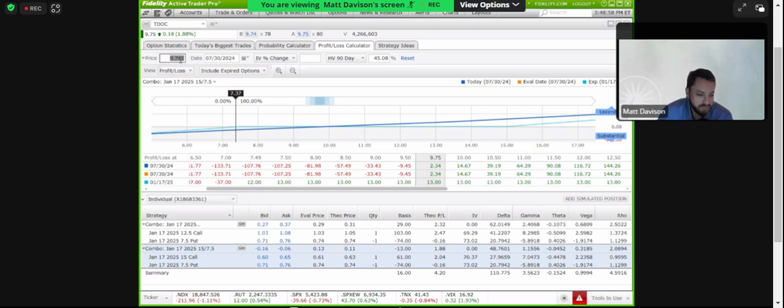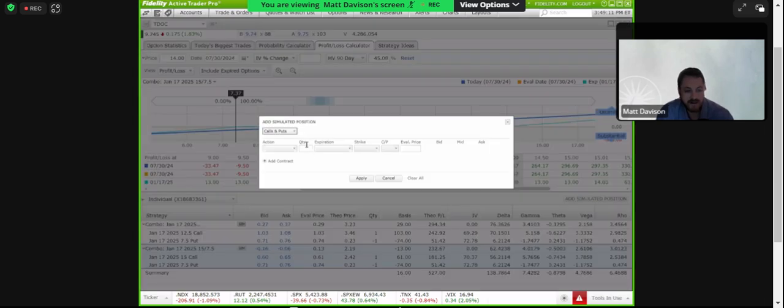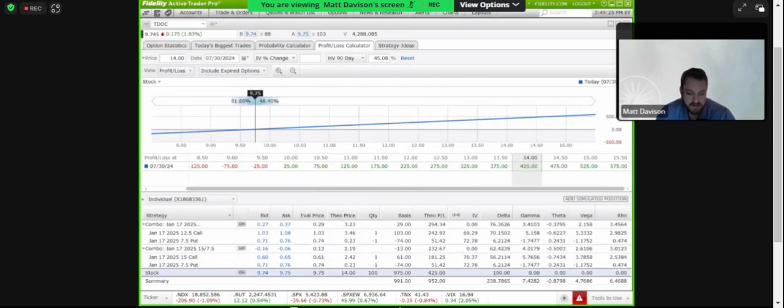The problem is, what if we don't go there? What if we went up to 14? Well, guess what? At 14 by expiration, we only made $13 on this trade. If you just went out there and bought 100 shares, which I didn't even include on here, let me add that in. We just bought 100 shares of the stock at the current price. Are we making $13? The answer is no, we're making 425. So there's risk reward trade-offs here.